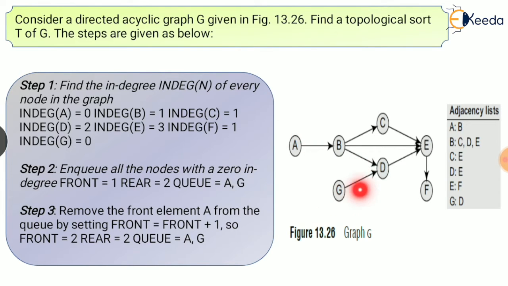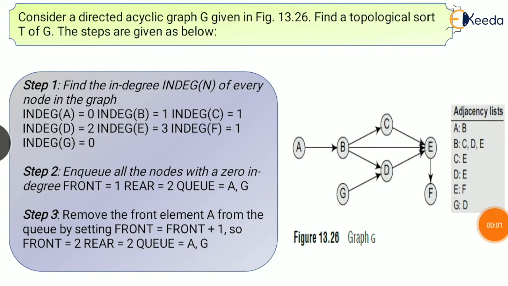So there are two such vertices in which there is no edge coming to the particular vertex. To explain this systematically we can take the help of a queue. So what is the second step? In the second step we enqueue all the nodes with 0 in-degree. Enqueue means we are inserting into the queue those having in-degree 0. For that we are using front and rear. So here front is equal to 1 and rear is equal to 2, and we are inserting into the queue the vertices having in-degree 0, that is A and G.